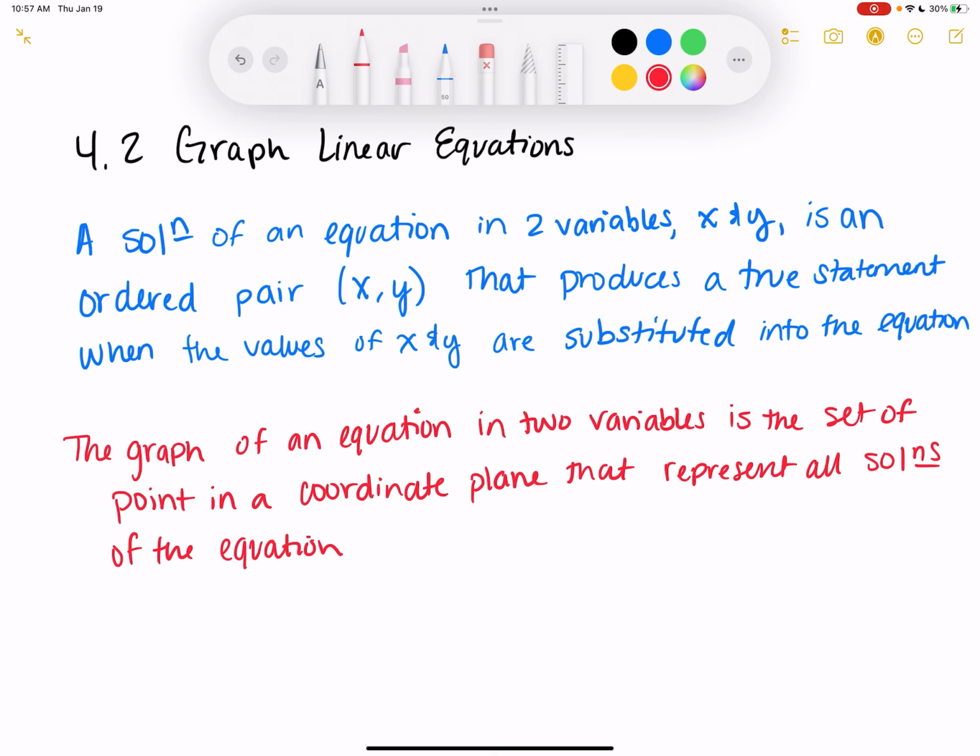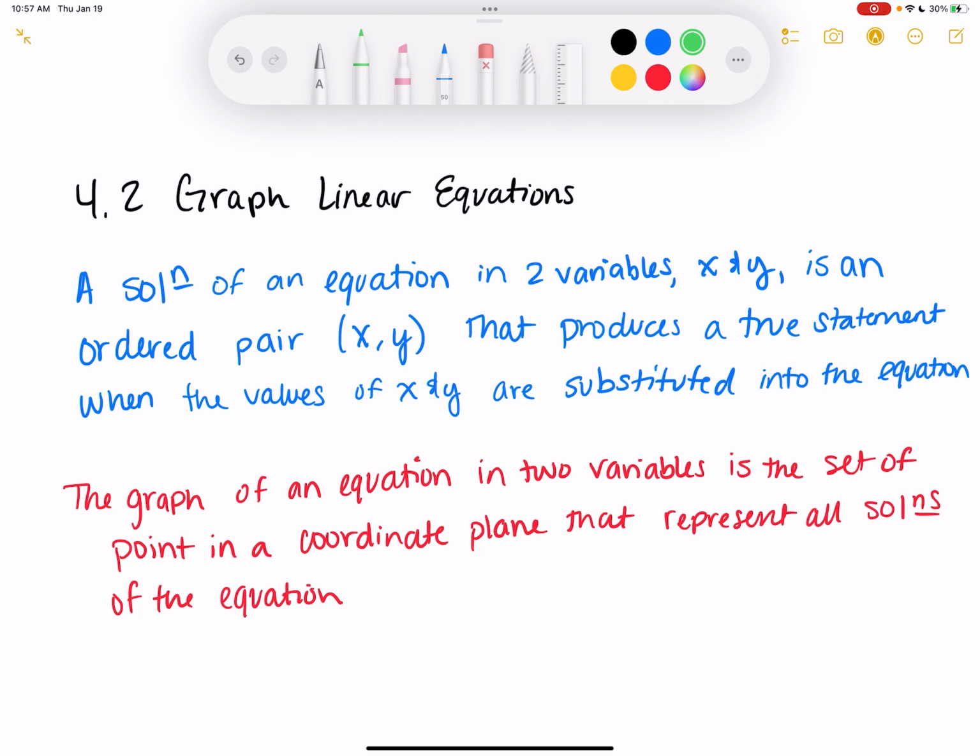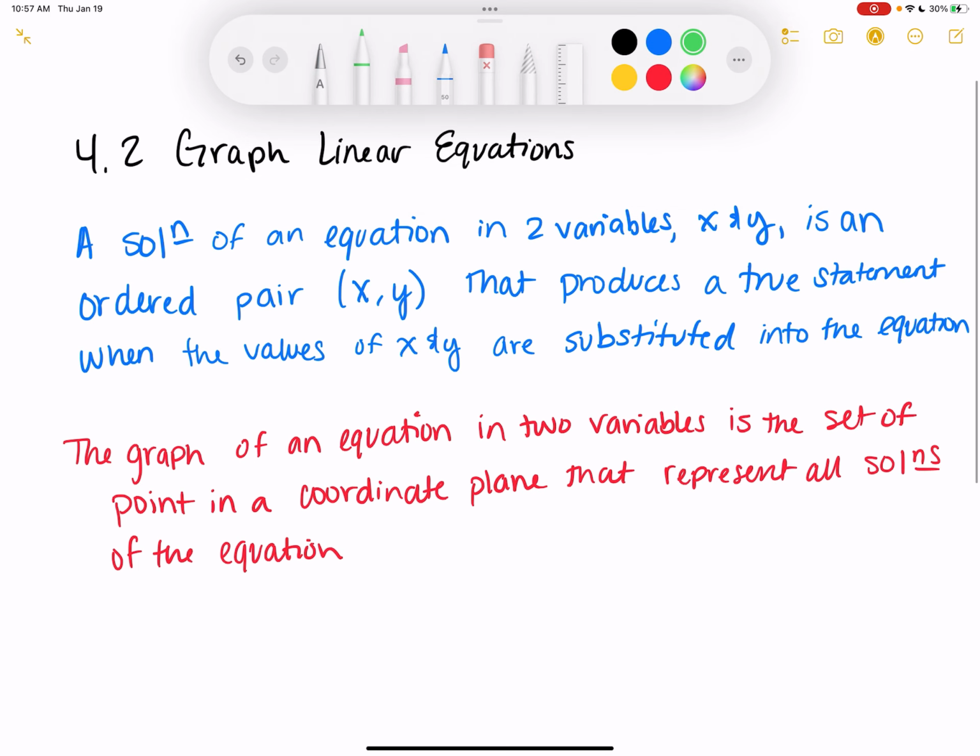Now, I will tell you, there's going to be many different ways in which we can graph a line, okay? Each section in this chapter, at least for the next 3 sections specifically, has a different method to use to graph the line. If it specifies which method you have to use, make sure you use that method. If it just says graph, you'll be allowed to pick whatever method you want.